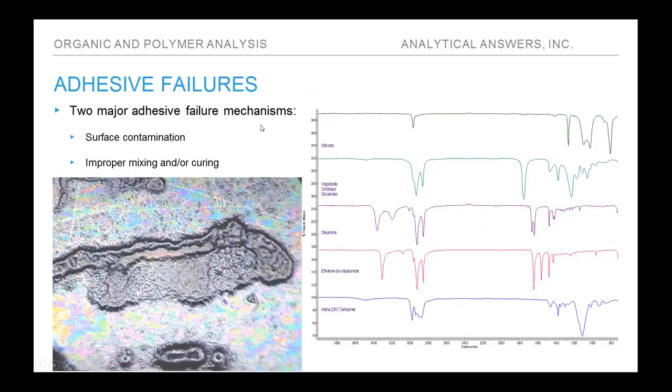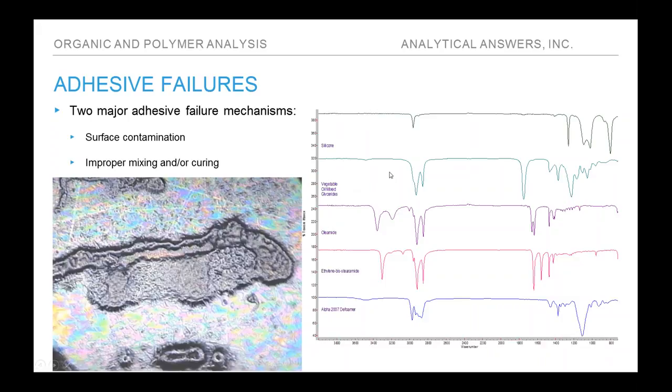Besides composites, quite often a lot of people get involved in adhesives and adhesive failures. We like to glue things together or fuse things together, and quite often when they don't stick, we ask why. Well, two major failure mechanisms we found in adhesion are first, some sort of contamination at one or both surfaces, or some improper mixing and/or curing of the adhesive polymer.